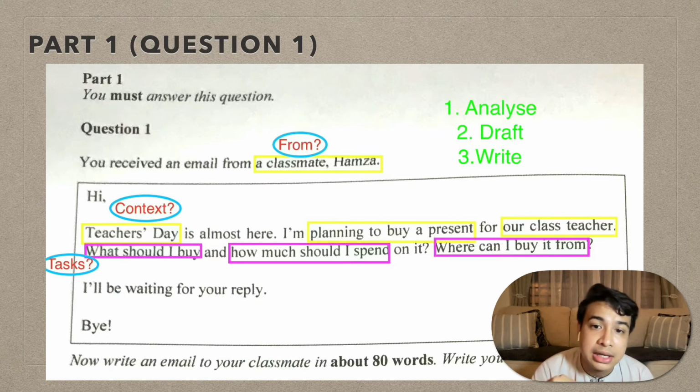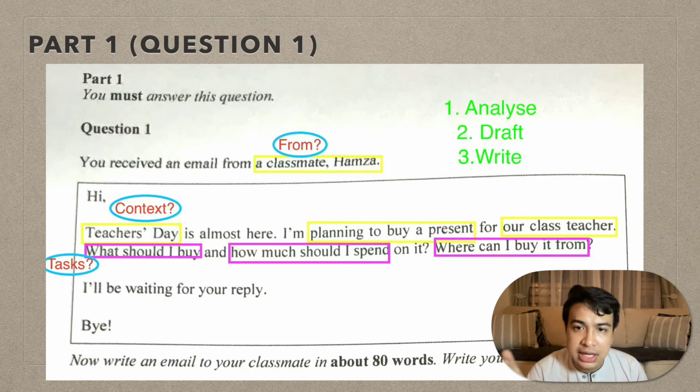in your reply email. And then if you can see here, there are a few pink boxes, okay, that I just edited. Okay, so firstly, what should I buy? How much should I spend on it? And where can I buy it from? So these are the requirements of the question. Okay, the question Hamza is asking you, what should he buy? And then how much should he spend? And where he can buy it from. So in a way, asking your opinion. Okay. All right. So the requirement is similar to the task.